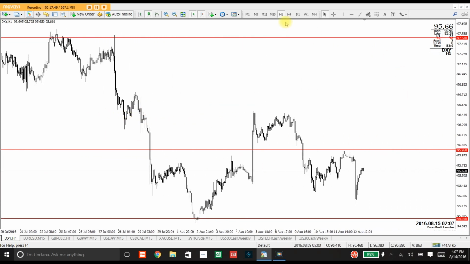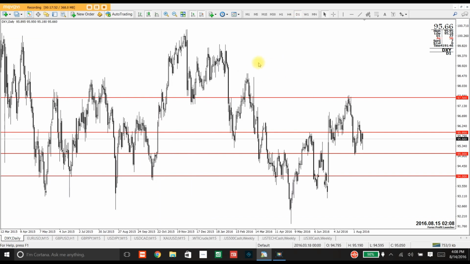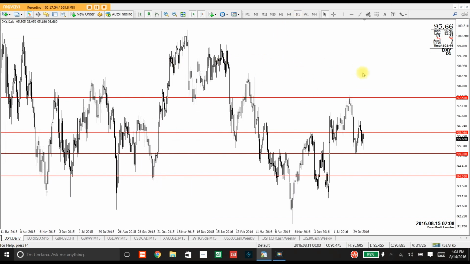Now, all these levels were derived off the daily chart. The daily time frame is going to be one of the most powerful time frames that you analyze your chart on, because it's the most commonly used chart by the banks and the institutions.